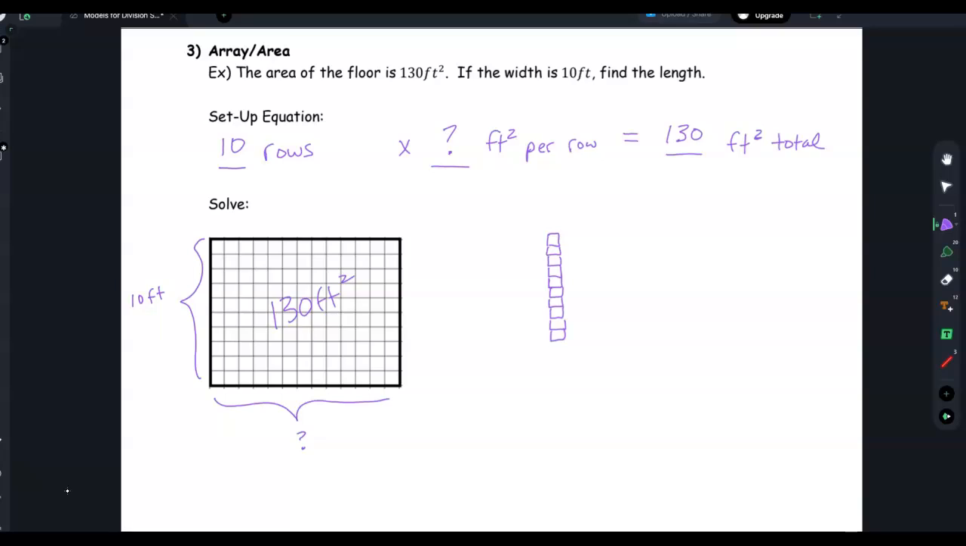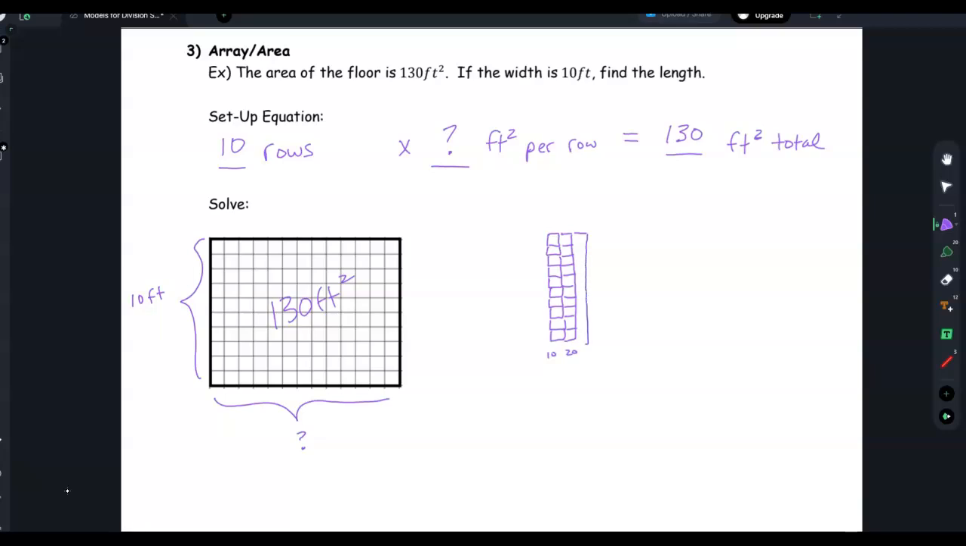I would say, okay, let me add another square to each row. I'm going to make this a little easier on myself and just draw it and then split it up, but it's the same idea. So let me do another column of 10. Now I have 2 squares, or 2 square feet, in each row. I had 10 here, and now I've got 20, right? 10 more is 20.